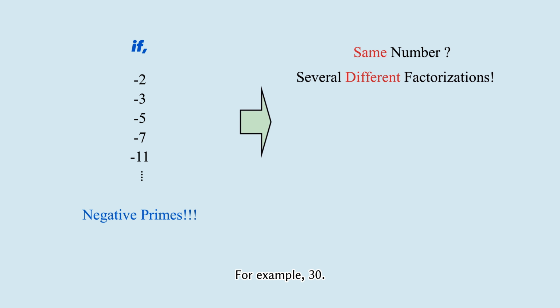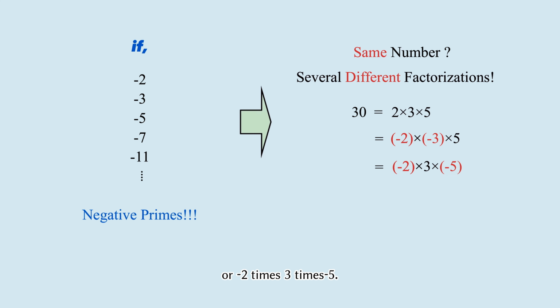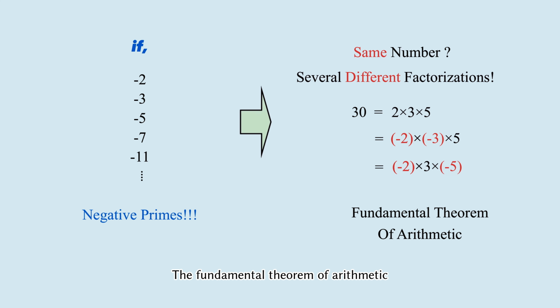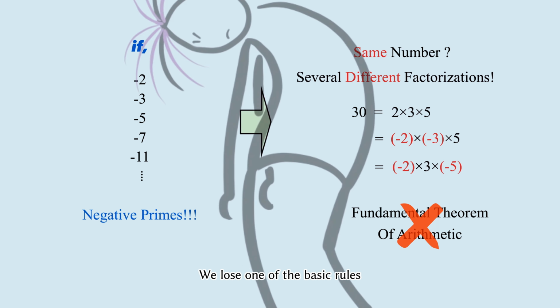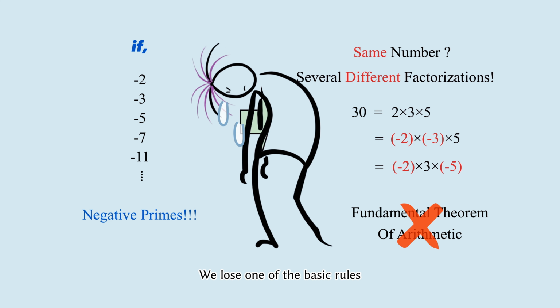For example, 30. It could also be written as negative 2 times negative 3 times 5, or negative 2 times 3 times negative 5. The fundamental theorem of arithmetic breaks down. We lose one of the basic rules that arithmetic depends on.